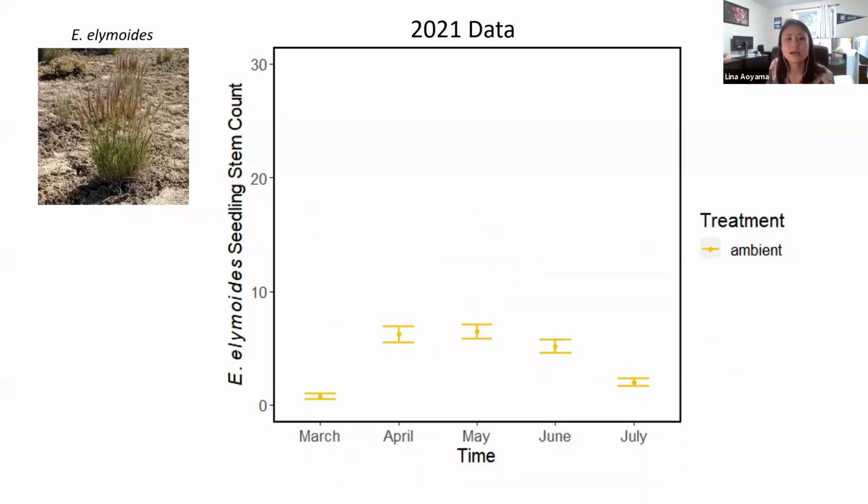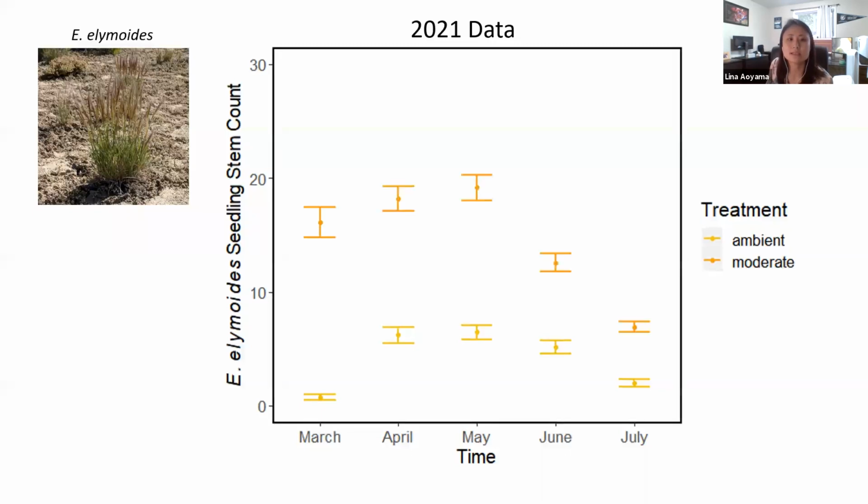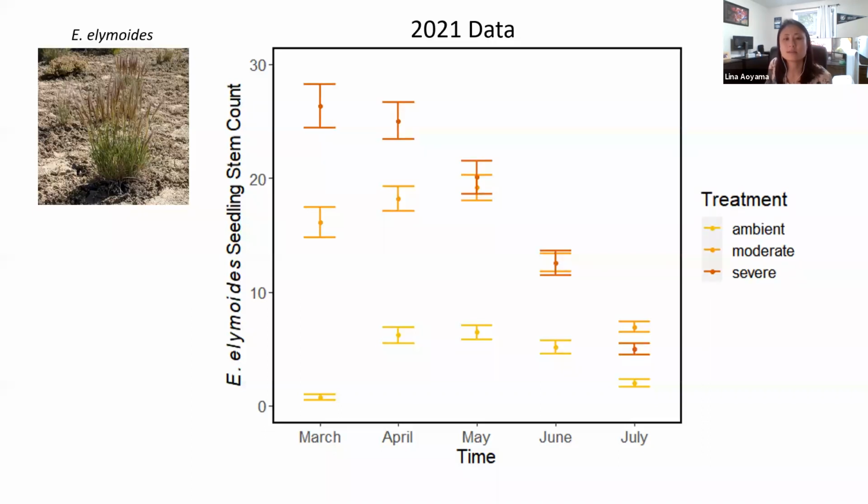Here's my data. I did see a hump-shaped curve in the ambient and moderate drought plots, but in contrary to what I expected, significantly more seedlings emerged in moderate drought plots than in ambient plots. And there was even higher emergence in severe drought plots in the spring.